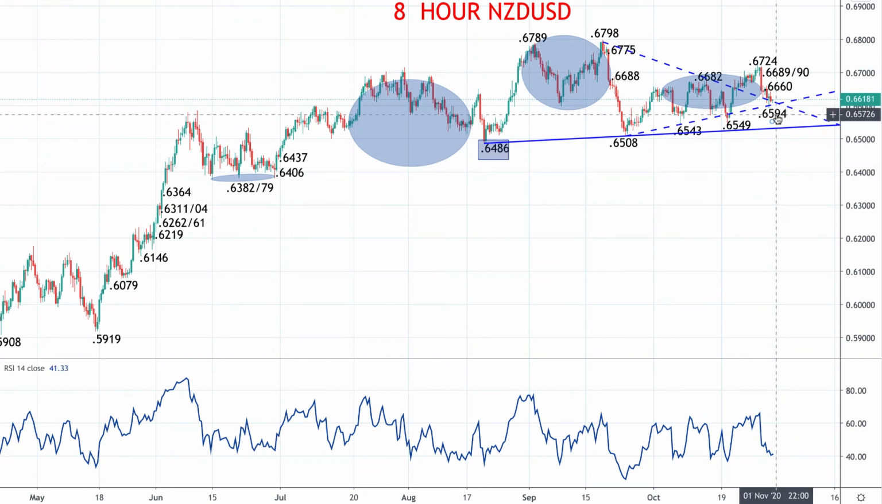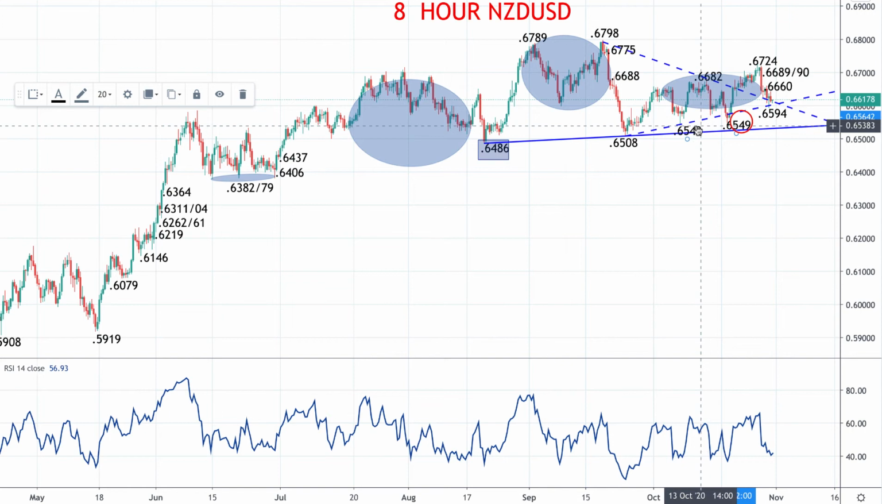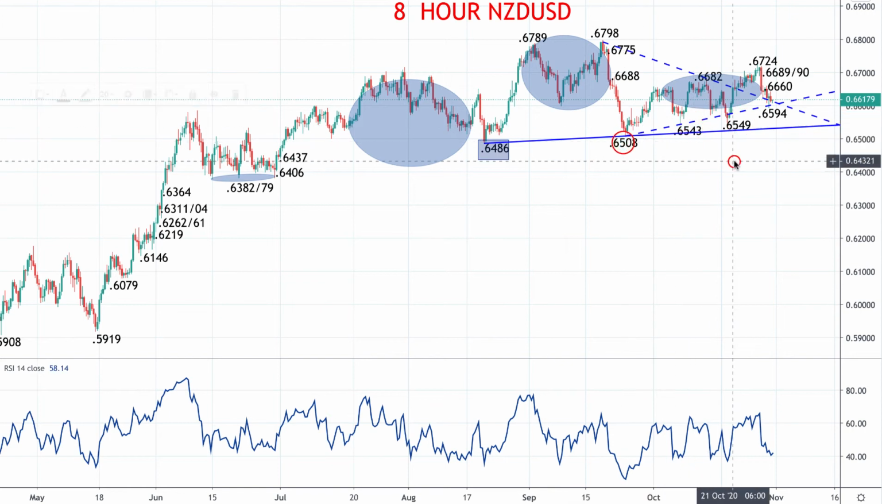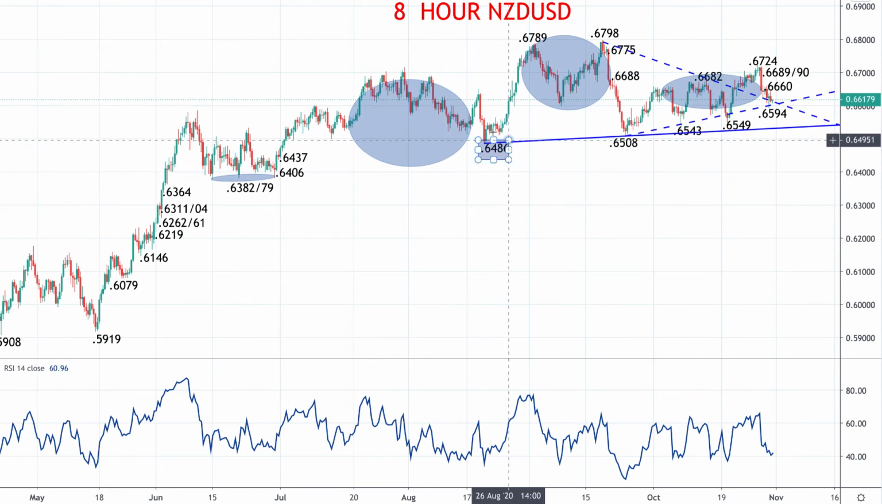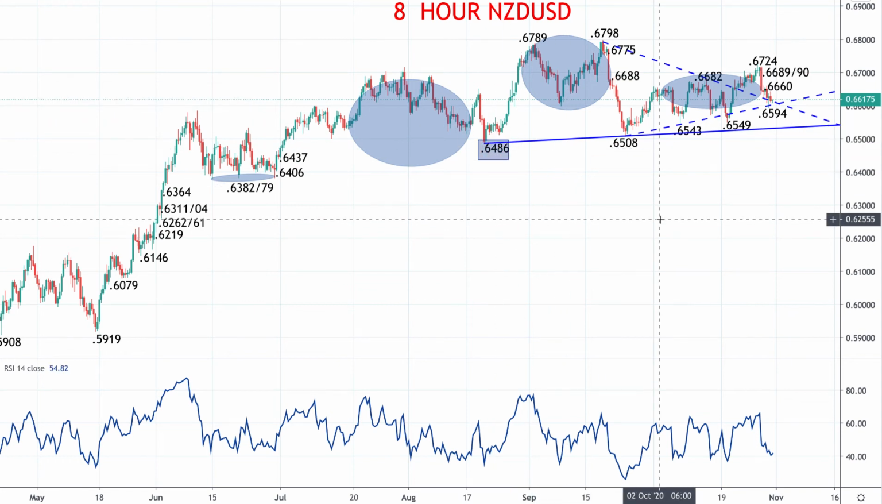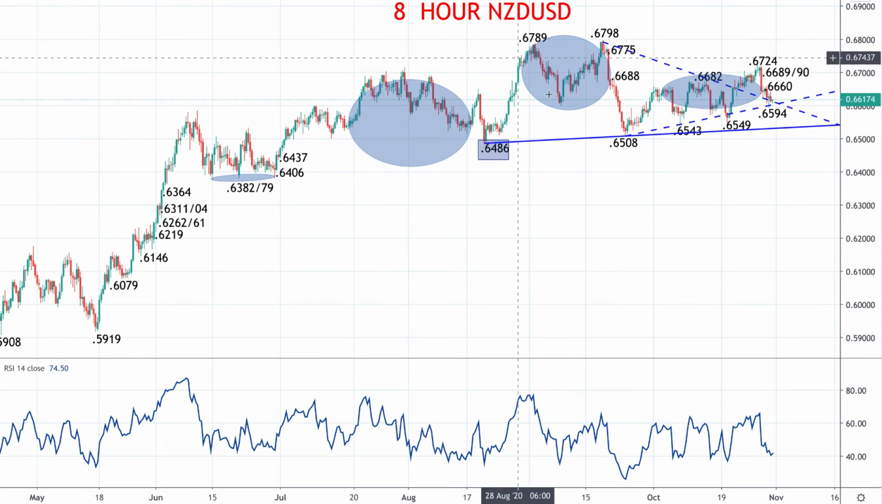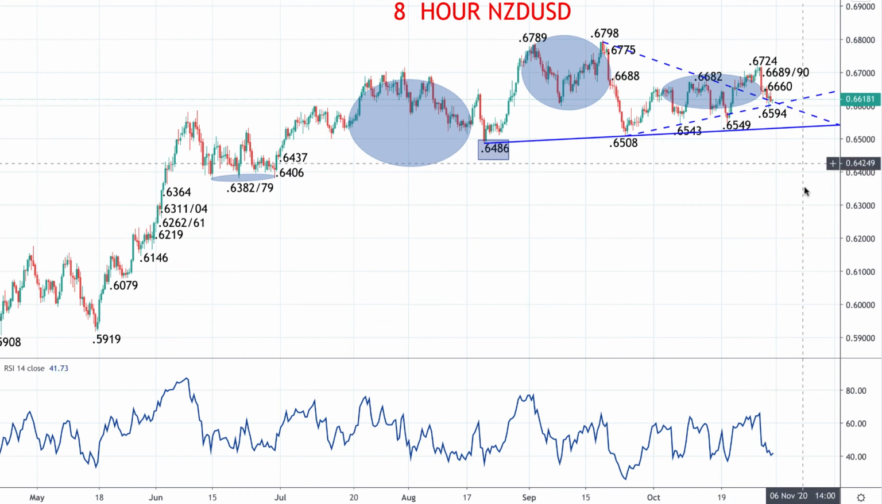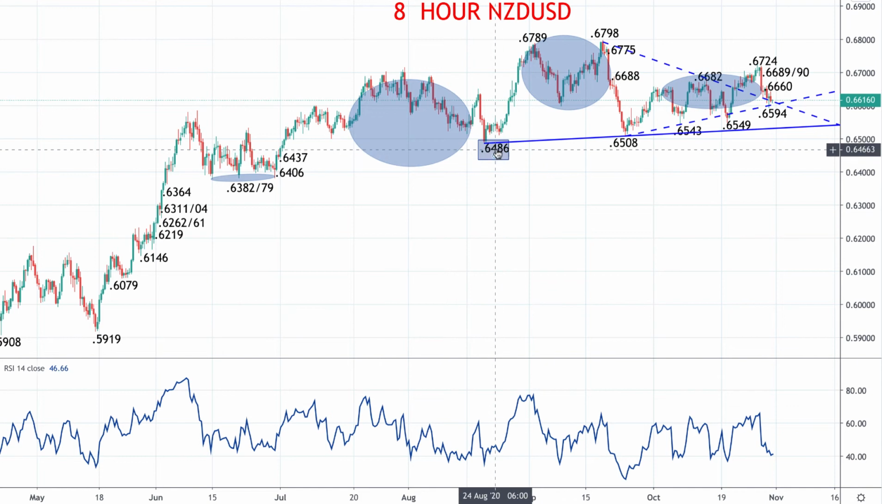Now we've got all of these supports here, 65.94, 65.49, 43 and 65.08. Critical for me though is going to be to break through 64.86. If we take out that low, then Kiwi dollar really does fully confirm this kind of topping pattern, this double-headed head and shoulders top, and it would look a lot more negative. I'm not expecting that anytime soon.